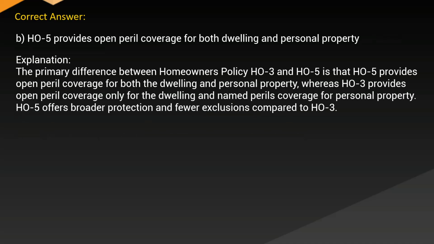Correct answer: B. HO5 provides open peril coverage for both dwelling and personal property. Explanation: The primary difference between homeowners policy HO3 and HO5 is that HO5 provides open peril coverage for both the dwelling and personal property, whereas HO3 provides open peril coverage only for the dwelling and named perils coverage for personal property. HO5 offers broader protection and fewer exclusions compared to HO3.